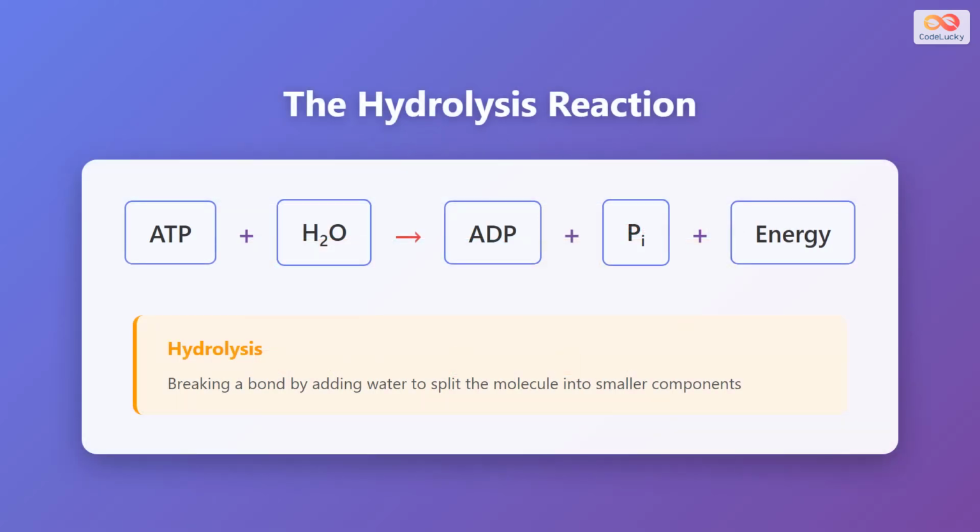The hydrolysis reaction is how ATP releases its stored energy. Hydrolysis literally means splitting with water. In this reaction, ATP combines with a water molecule, which breaks the bond to the terminal phosphate group. The products are ADP, which stands for adenosine diphosphate, a free inorganic phosphate labeled Pi, and most importantly, usable energy. This is the chemical reaction that powers muscle contractions, nerve impulses, protein synthesis, and countless other cellular processes.